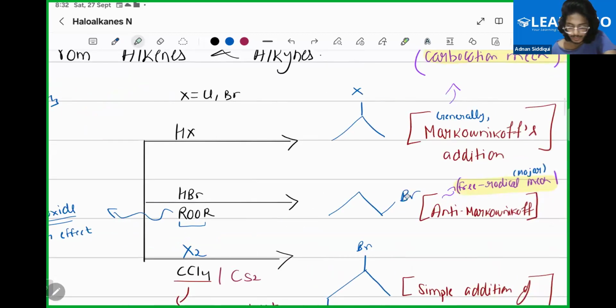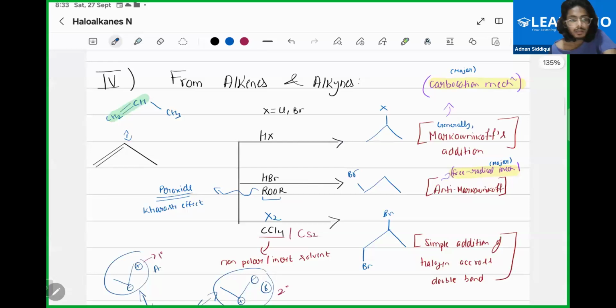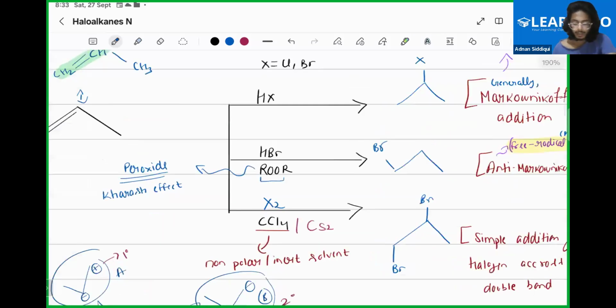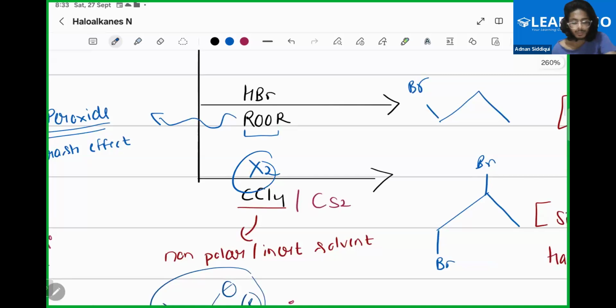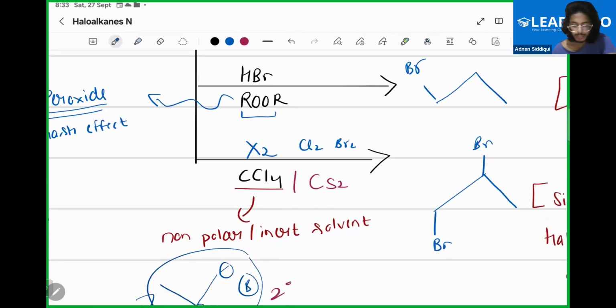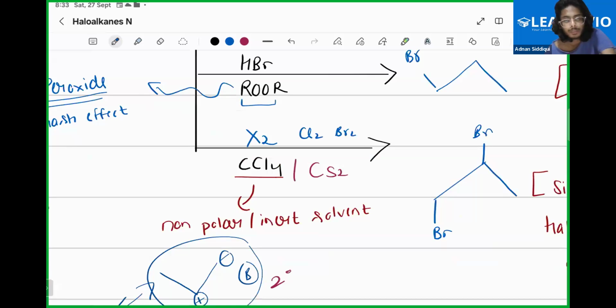You might be getting confused that I have added it here. So to avoid confusion, let me add it here. Now it is clear. So this is about Markovnikov addition and this is about anti-Markovnikov addition. Is there any problem with this? Now, if you are using X2, which could be Cl2 or Br2, and again you have used a non-polar or inert solvent basically, what are you going to observe?